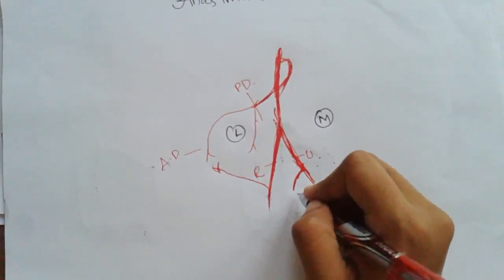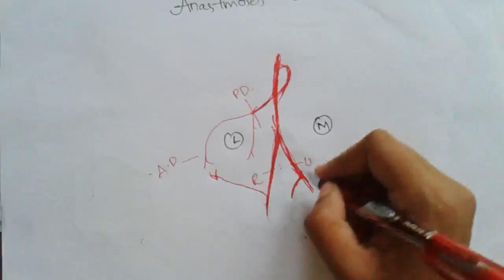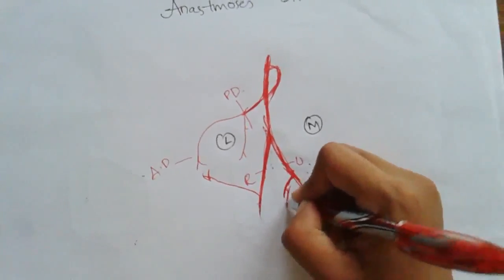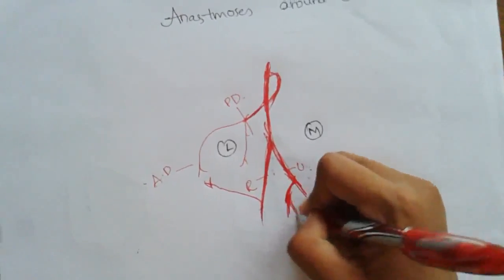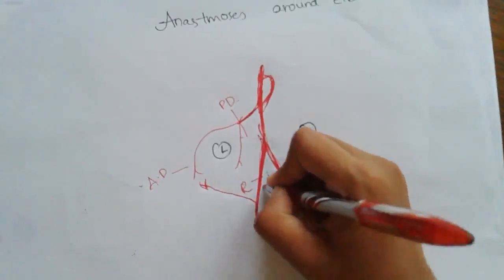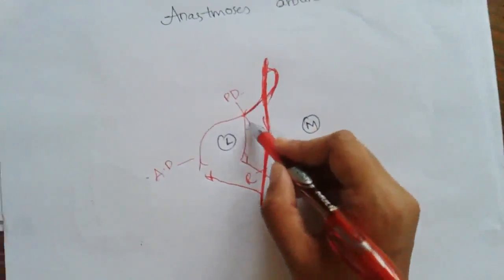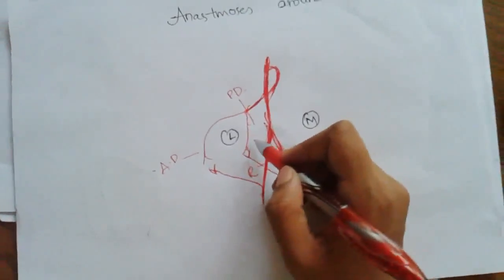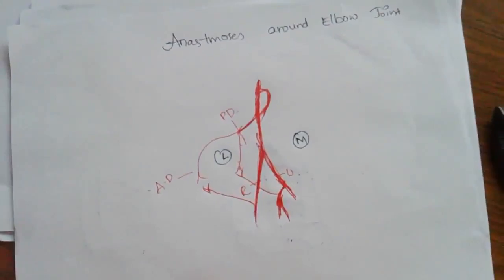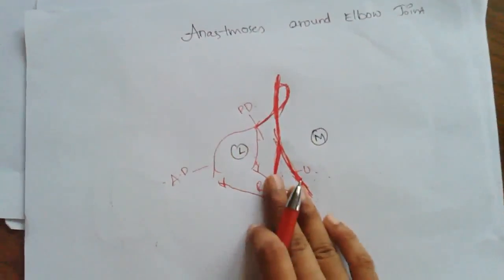From the ulnar artery there is a branch that is common interosseous artery. This common interosseous artery again divided into the anterior interosseous and the posterior interosseous and interosseous recurrent artery. This interosseous recurrent artery anastomoses with posterior descending artery behind the lateral epicondyle of humerus. Okay, this is what is happening.